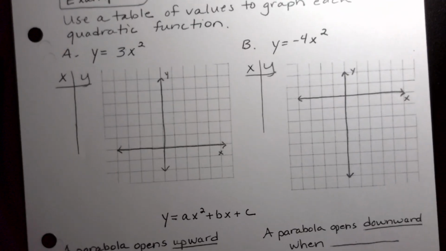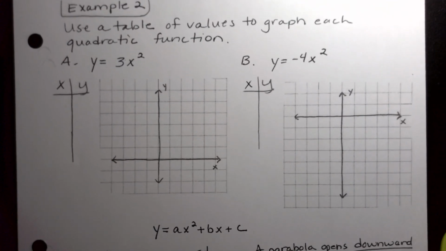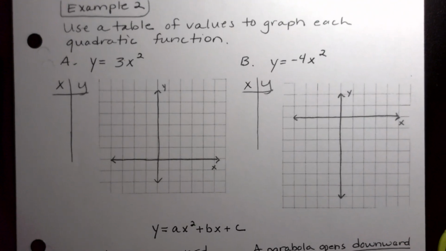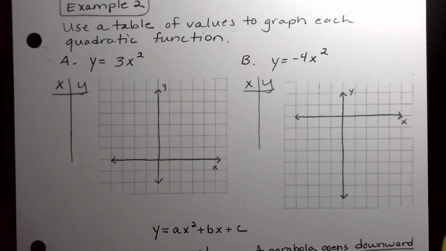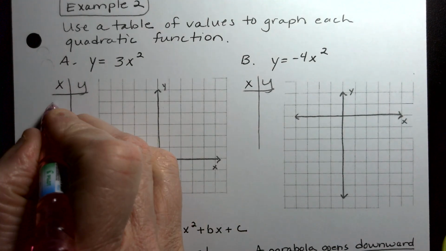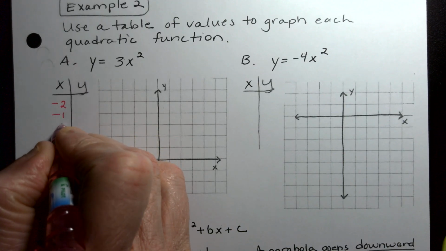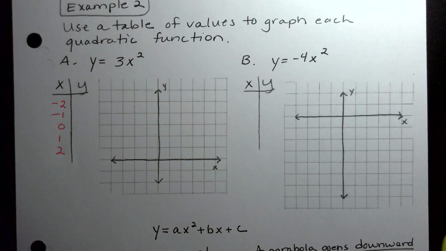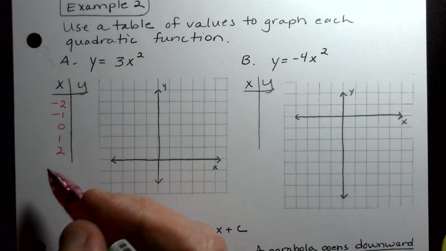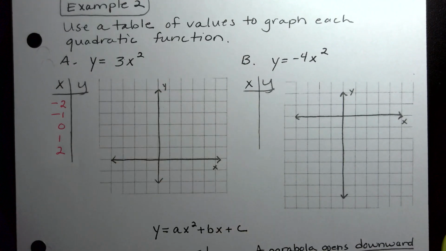All right, example 2 now. Let's see what the next task is. It's to use a table of values to graph each quadratic. So we're now going to graph. And this is where it becomes really important, because of that square, that we use 5 numbers, and we're going to want to use negatives. So in general, you start with those. And if you don't get the picture you know you should get, you can do more positives or more negatives.